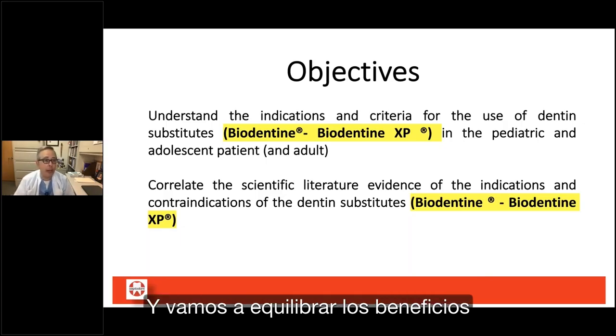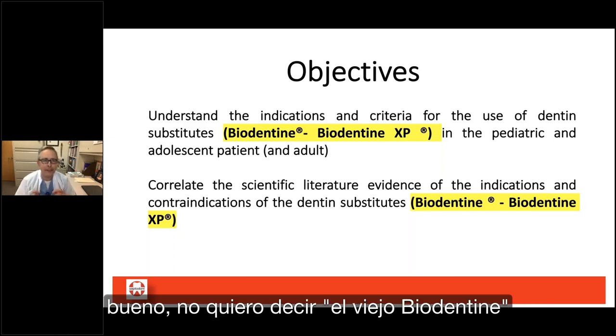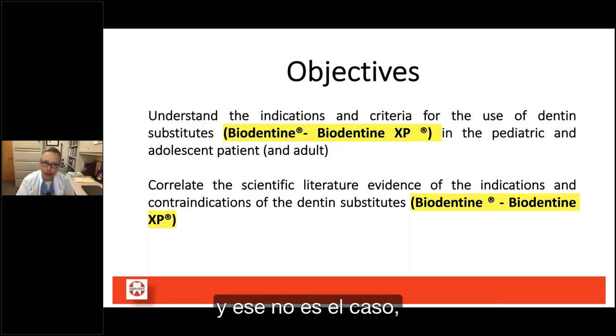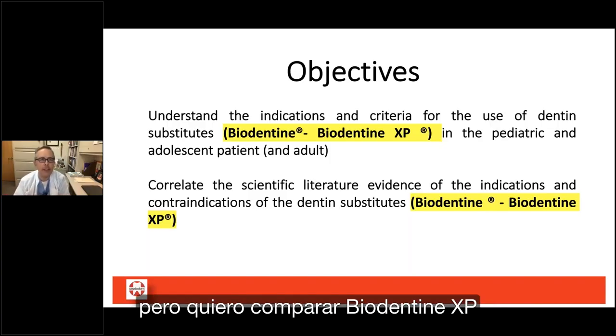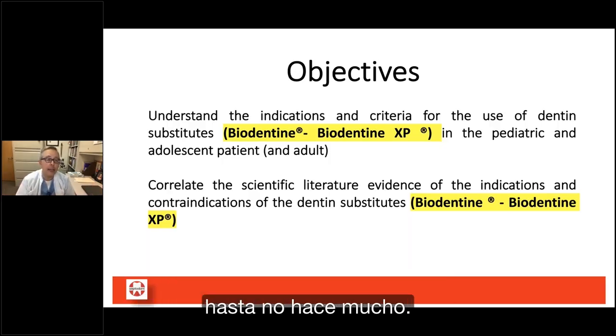And we are going to balance the benefits of Biodentine XP when we compare it with, I don't want to say the old Biodentine, because it sounds like an old material, which it is not. I want to compare Biodentine XP with the traditional Biodentine that I was using until not too long ago.